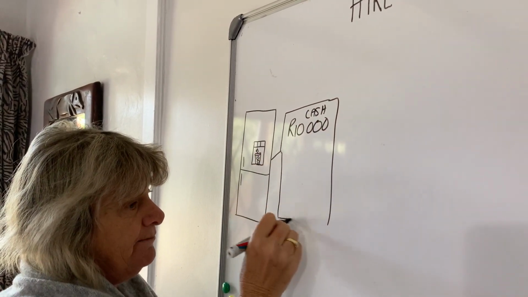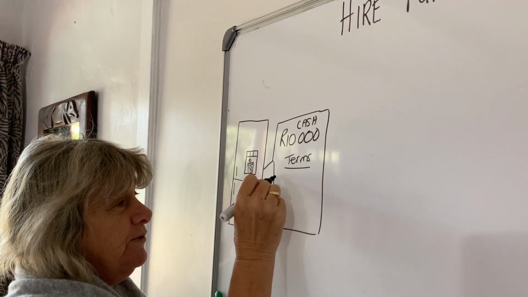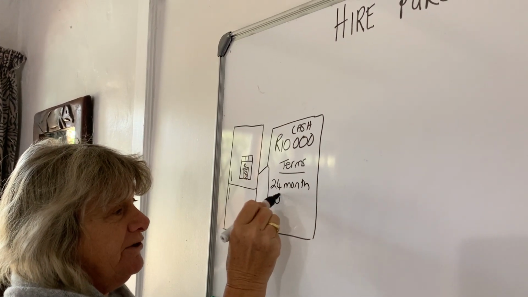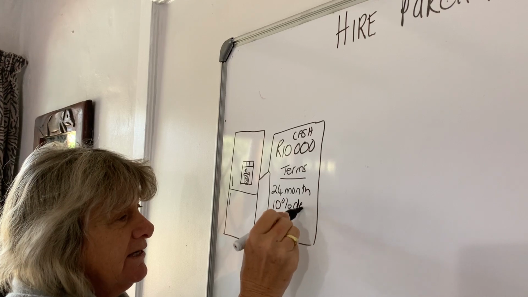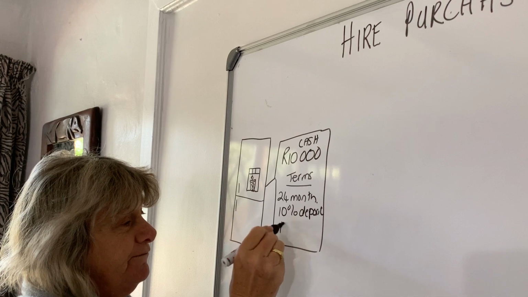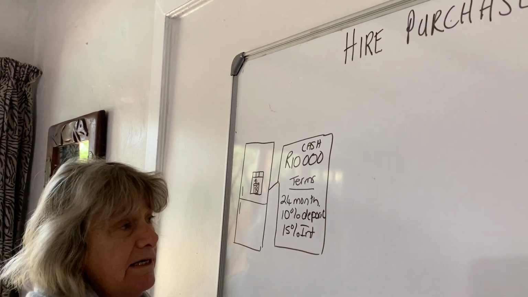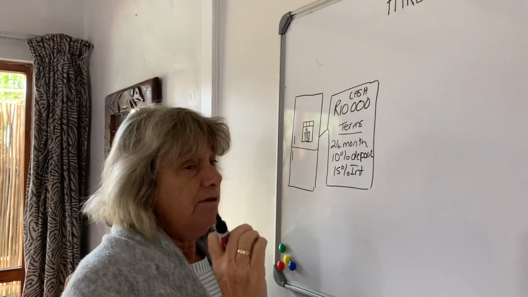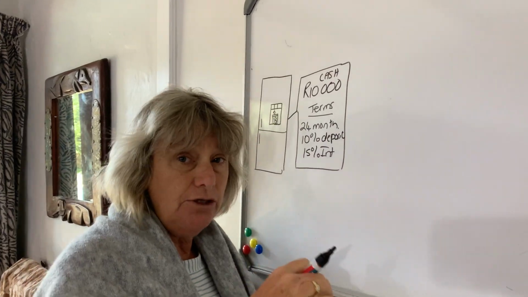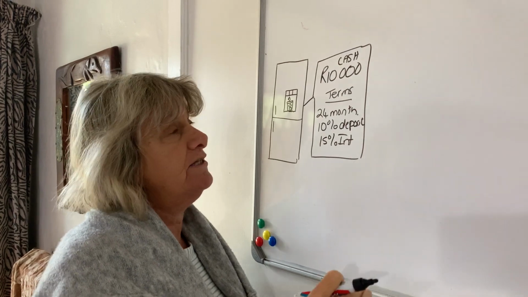But you can buy it on terms, which is over 24 months, and you would have to put down a 10% deposit, and the interest rate would be, say, 15% interest. Now, the interest on hire purchase is always simple interest, so they may not tell you what type of interest it is. Please just presume that it is simple interest.